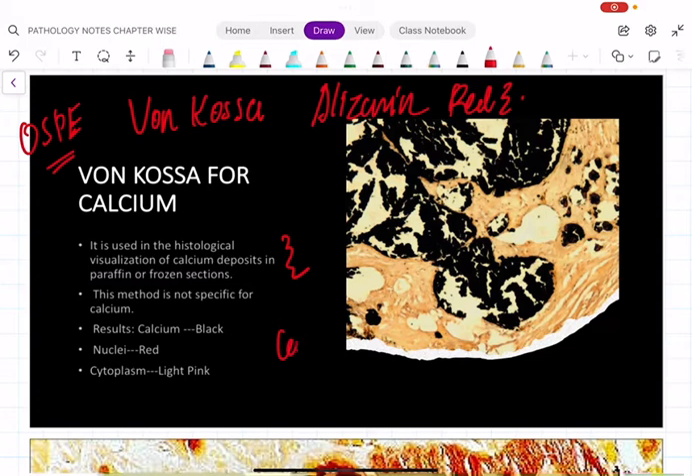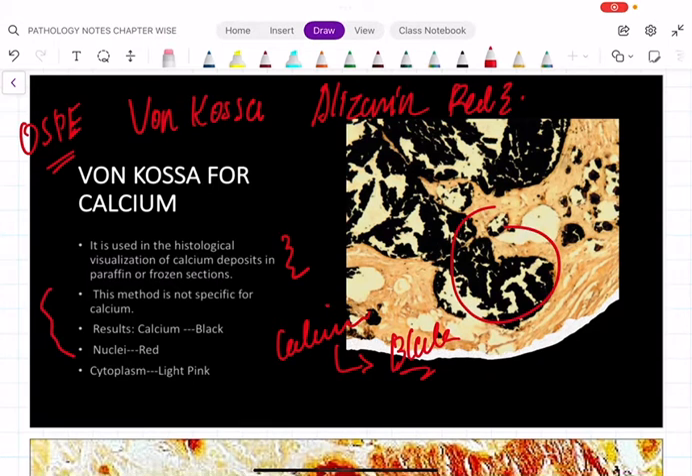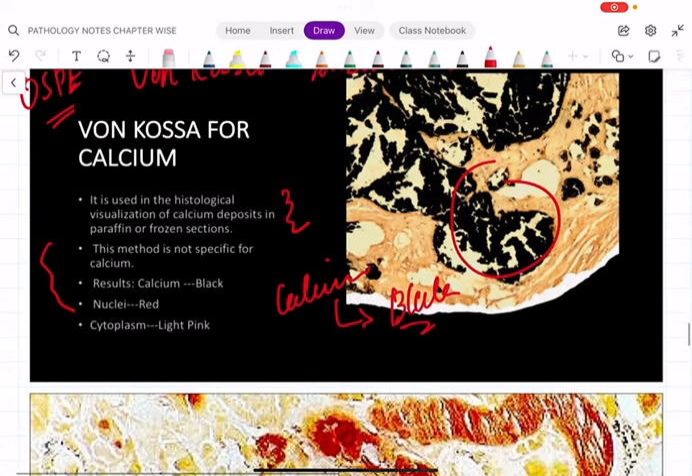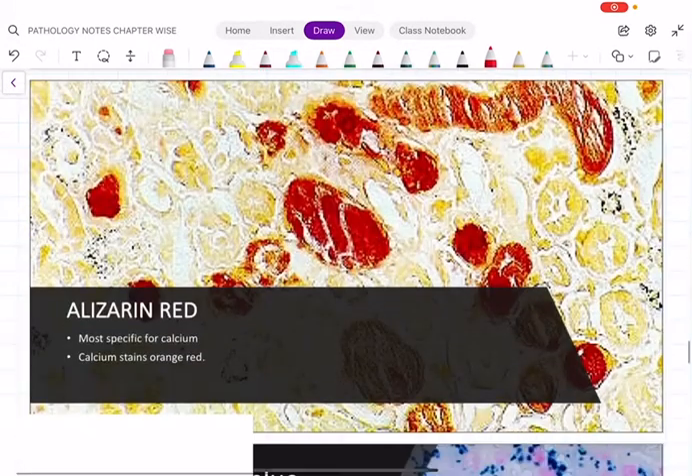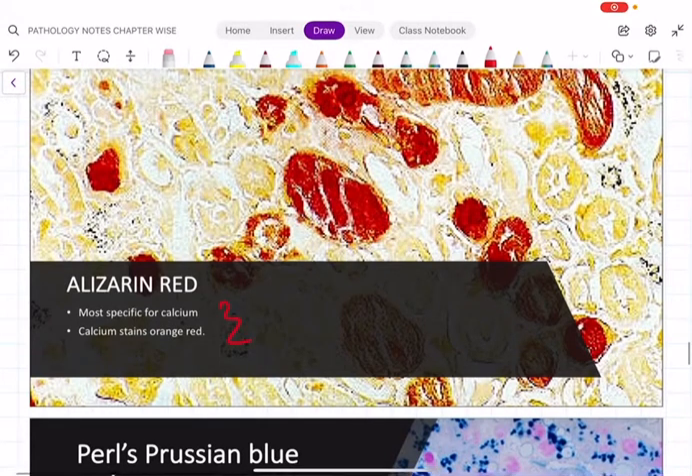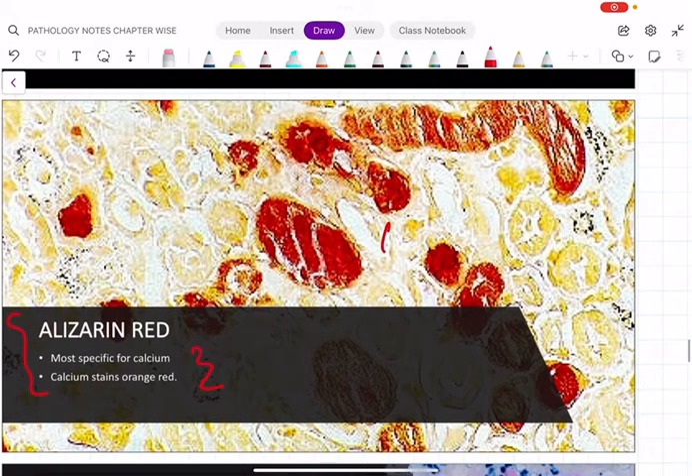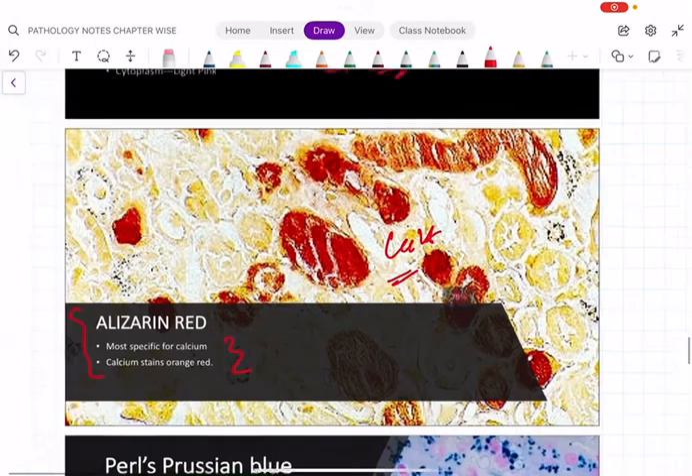As you can see in this picture, what is the color? The calcium looks black. What another black have I told you? Sudan black, that is for lipids. Remember, von Kossa is non-specific. We have a more specific stain for calcium, that is called alizarin red. As the name indicates, with alizarin red the calcium looks which color? Red in color.